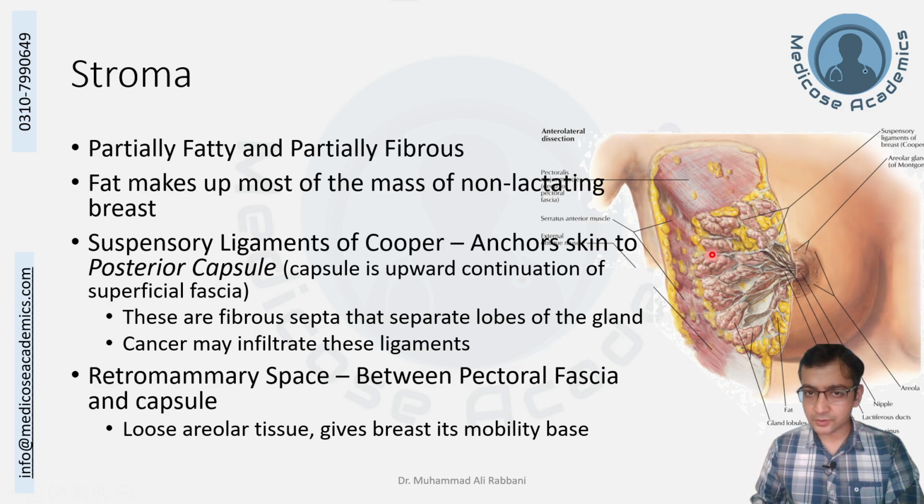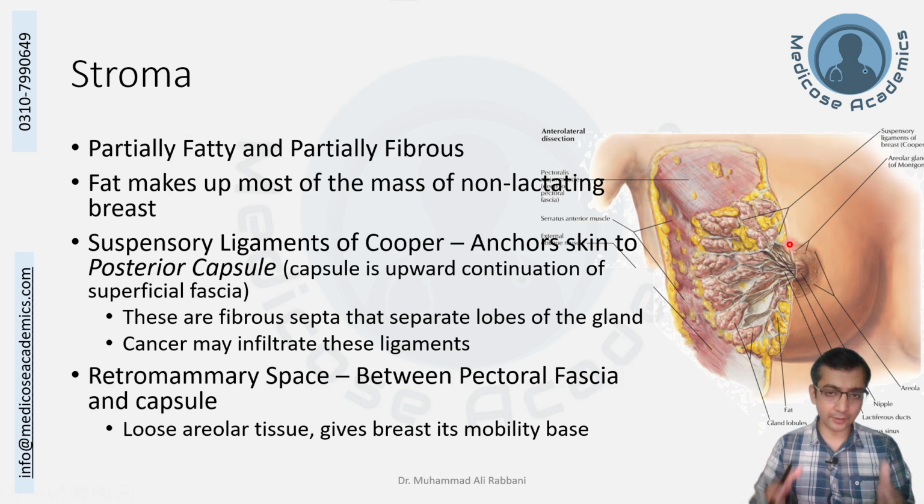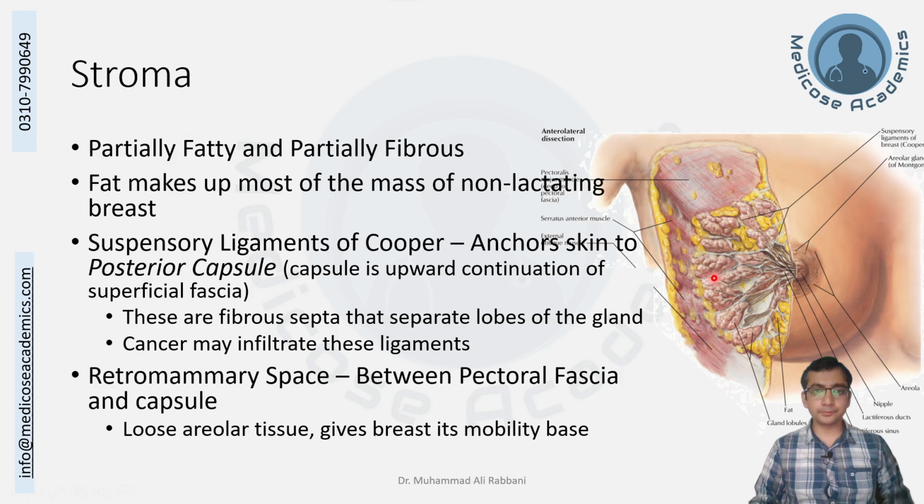And then there is this white structure. This is the suspensory ligaments of Cooper. This is the condensation of deep fascia that connects the pectoralis fascia below. Here is the pectoralis muscle covered by pectoralis fascia, to the skin in front, and this interconnecting network helps divide the glands into different parts. As you can see, this part is different from here, and this supports the gland.